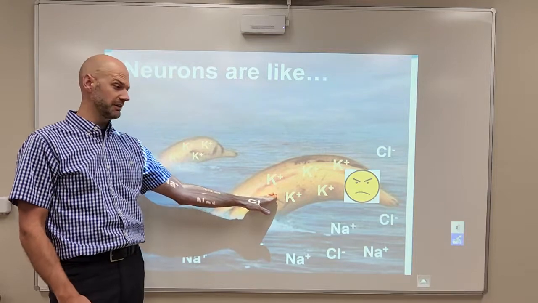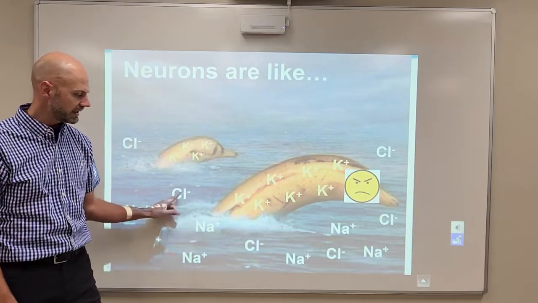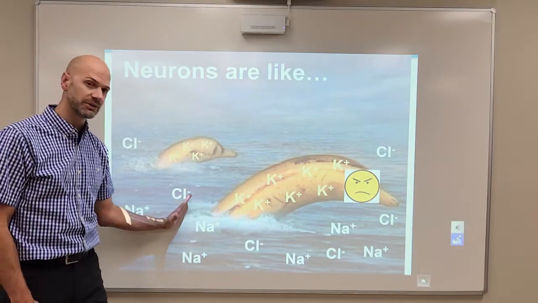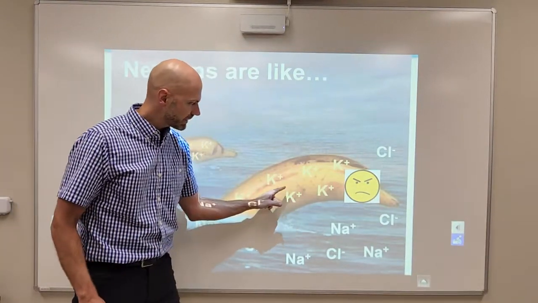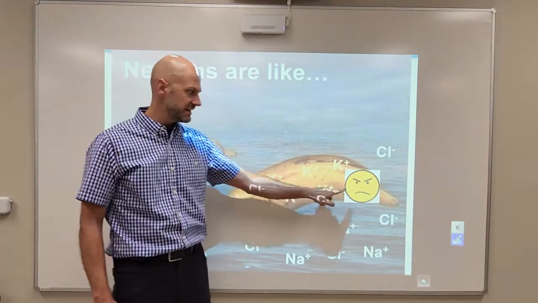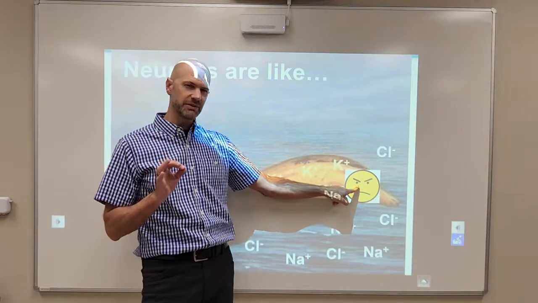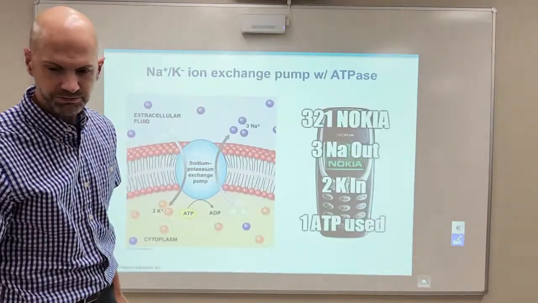All right, we've said that the neuron is like a banana in the ocean, rich in potassium intracellularly, and the sodium and chloride ions are in high concentration outside the cell. The overall result inside the cell is that it is negatively charged. So, grumpy face for a negative charge.